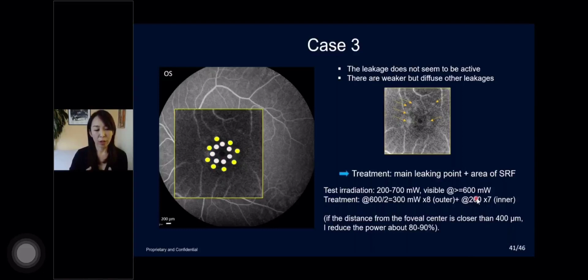I reduced a little bit, 80 to 90%, for safety. I really have to evaluate if this is really good, or if I can optimize this. But so far, it worked like this. So what happened to this case?